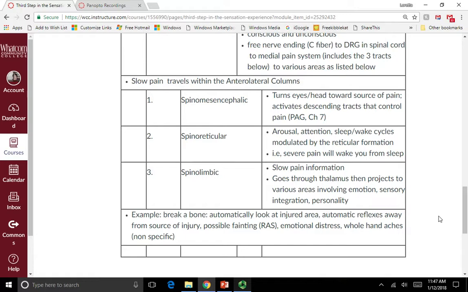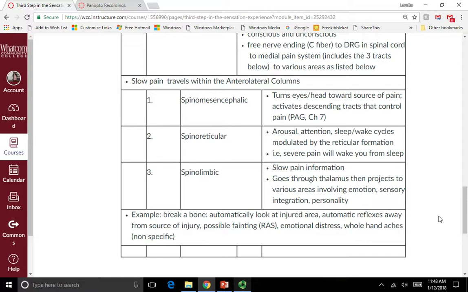And in Chapter 7, when we're talking about pain control systems, I'm going to address this and how emotion and memory of emotion integrates with sensory information to either turn up your pain response or turn down your pain response. Very interesting area. So an example of the slow pain using these different tracts, you fall on your outstretched hand and you break your ulna.